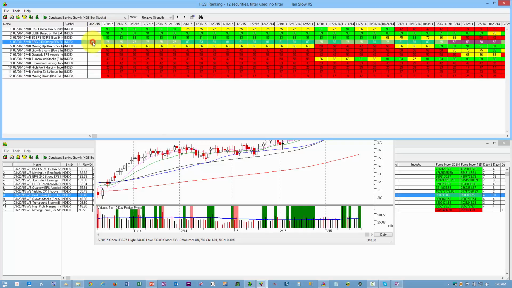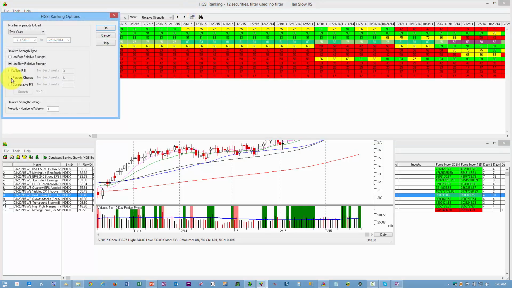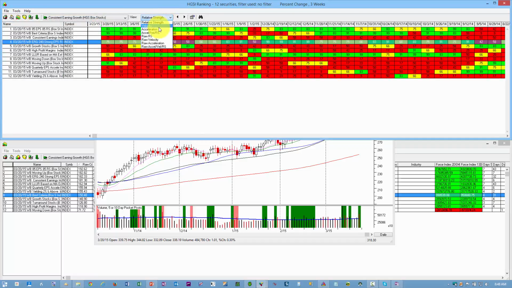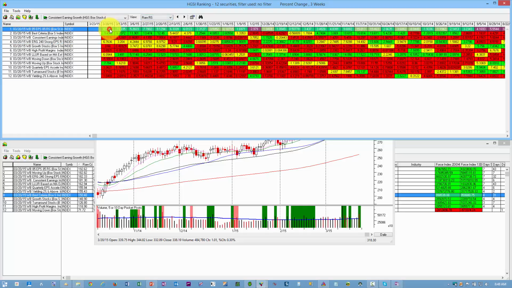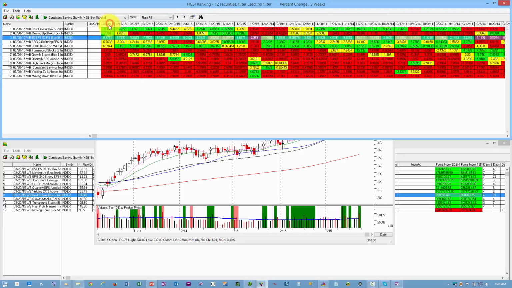LLURs 85-85, ERG 240. Now let's change this out to percent change, and we'll do a 3-week percent change, and then I want to change to raw relative strength because it gives us our actual numbers. And you can see by sorting on this column that the best criteria group returned 9.45% over that 3-week period. The moving up is behind it.